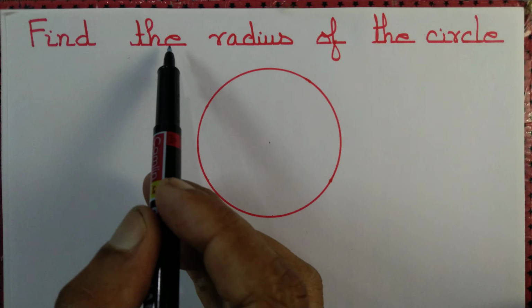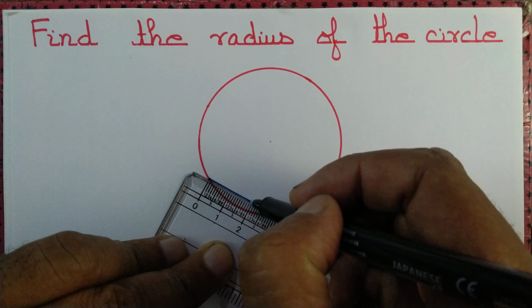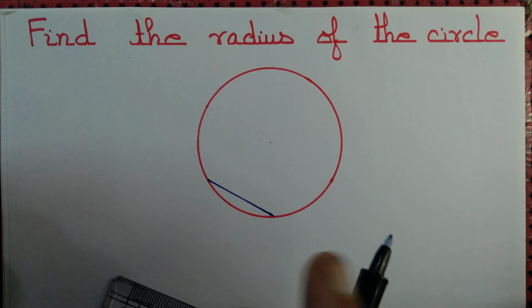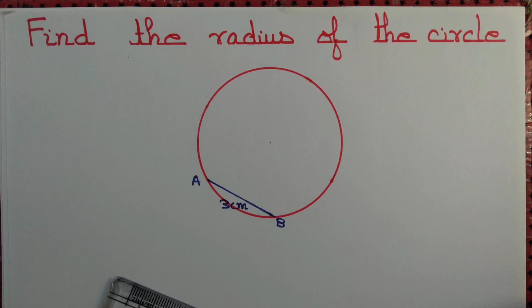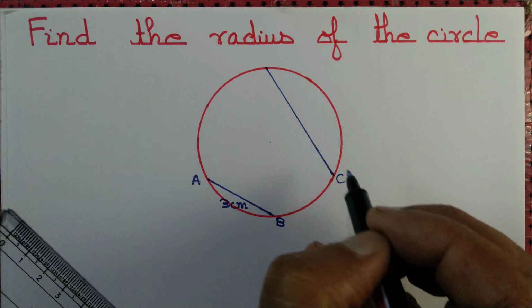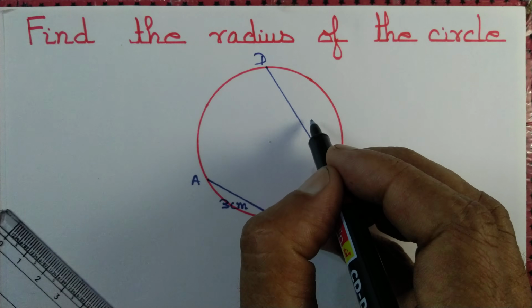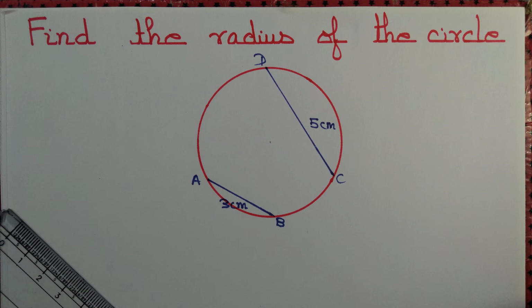Let us find the radius of the circle. If one of the chords, let's say AB, measures 3 centimeters, of course, this much information is not enough to find the radius of the circle. And we are given another chord CD that measures 5 centimeters. Is this much information enough?